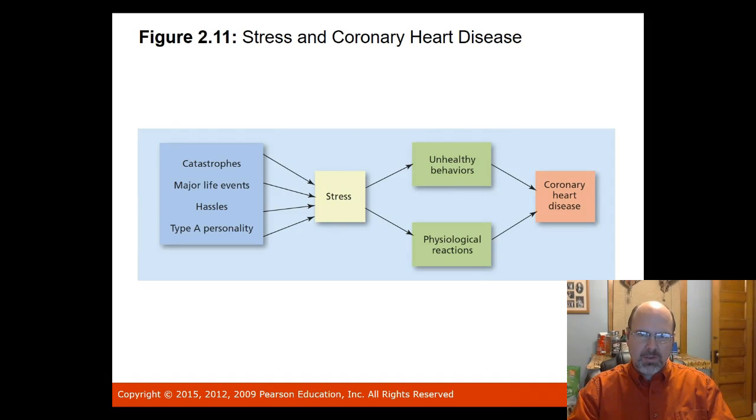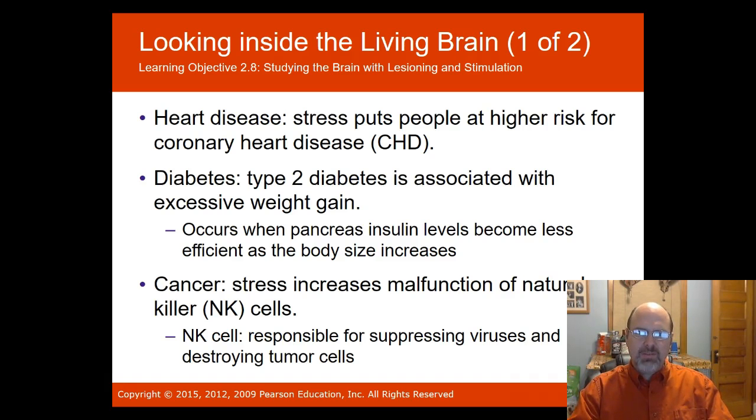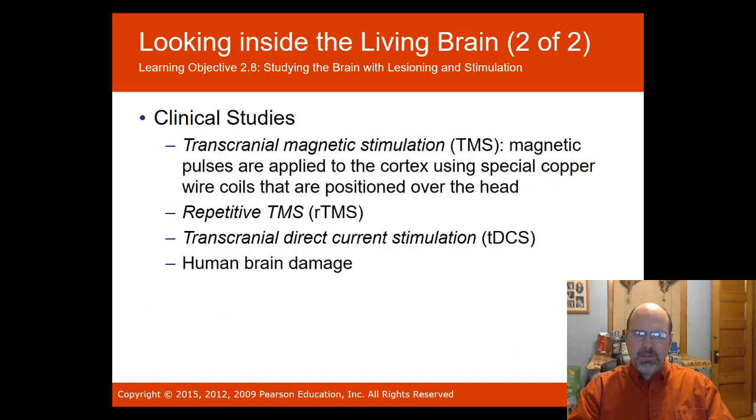This just shows how a lot of stress can cause a lot of unhealthy behaviors and physiological reactions. Heart disease, stress puts people at higher risk for heart disease. This is what we talked about already.